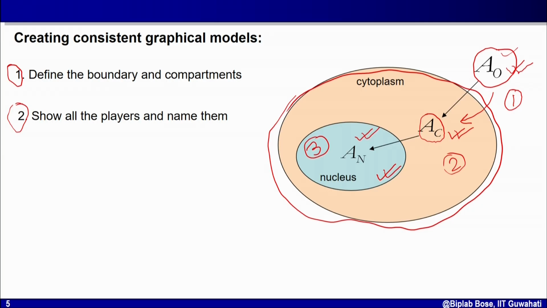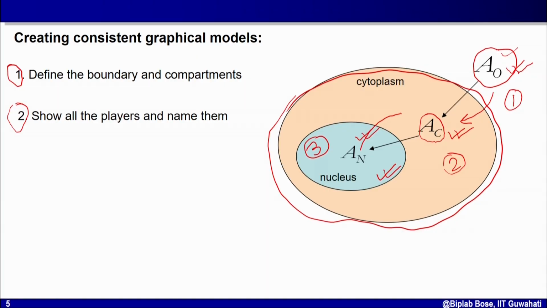So note the crucial issue here. Although A present outside the cell, inside the cytoplasm, and in the nucleus are the same molecule, we have named them separately because they are present in 3 different compartments. Now suppose AN comes back to cytoplasm. This molecule which comes back to cytoplasm will not be marked as a new molecule, but rather it will be the same as the AC that we have already drawn here.